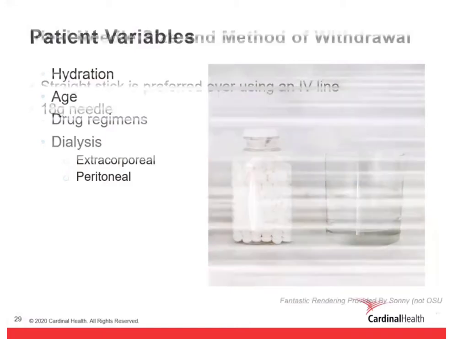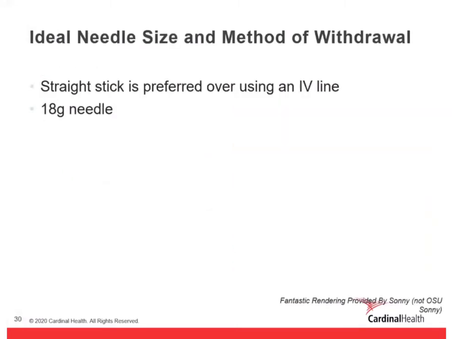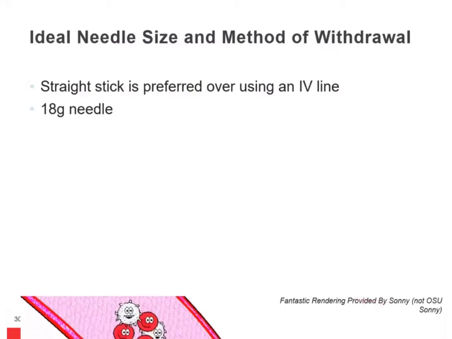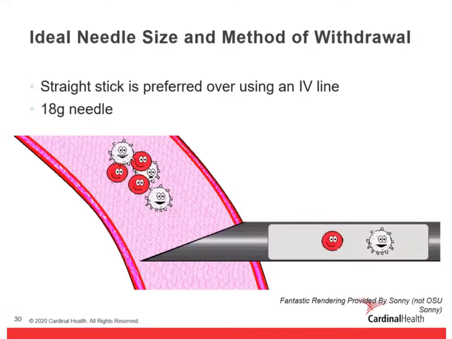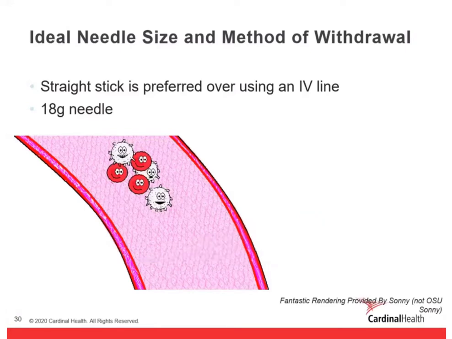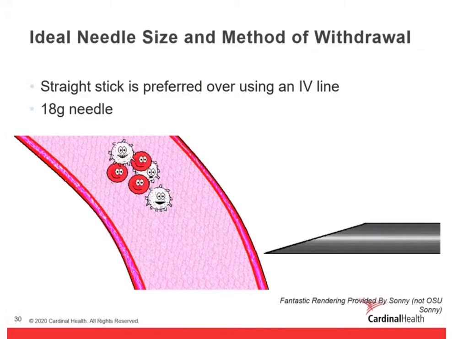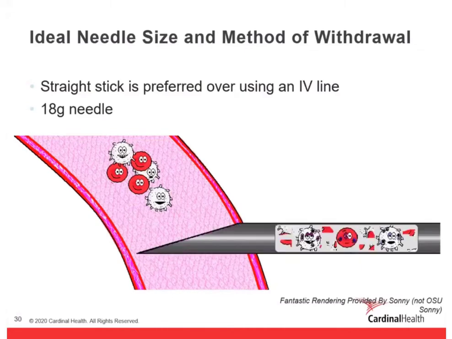So we know that we've identified the patient. Now we need to actually talk about how we get the blood out of that patient. For the ideal needle size and how we withdraw it, a straight stick is preferred over using an IV line. And we recommend anywhere from an 18 to a 19 gauge needle. Now, that's a big needle, but what we're trying to avoid is damaging those cells. So with a nice big needle size, the cells come out nice and happy. If we take a smaller needle size, we're damaging those cells just in the process of removing them from the body.